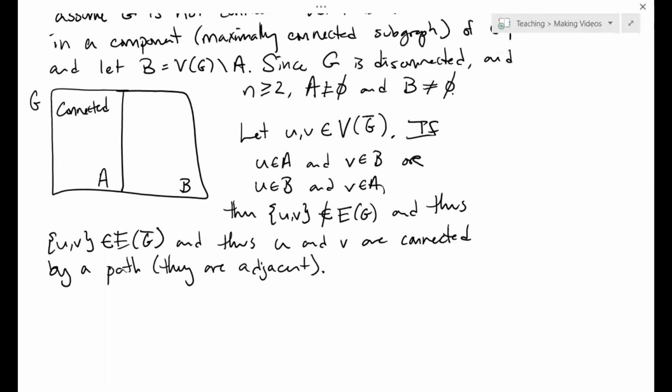So if U and V are in two different sets, so one of the vertices is over here and one of the vertices is over there, then because of the way I defined this graph, everything in A is a component. Nothing in A is connected to anything in B in G. And so in G bar, these cannot be connected in G, and therefore they must be connected in G bar. And we're done.